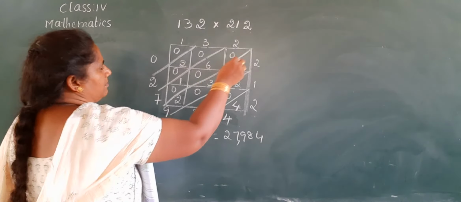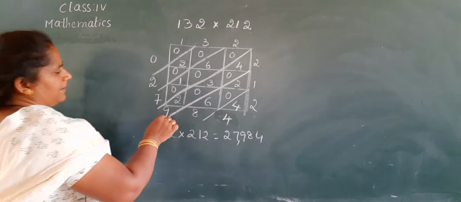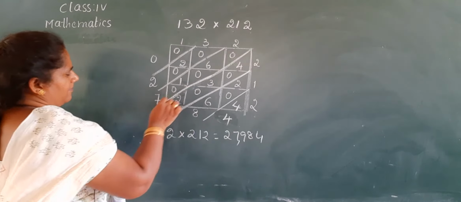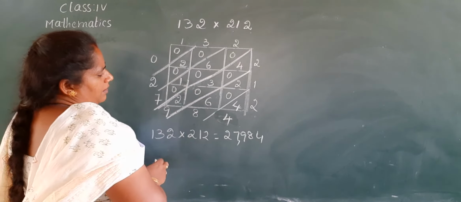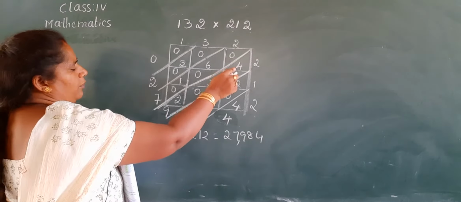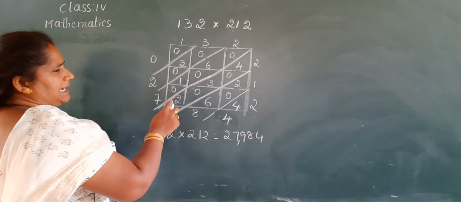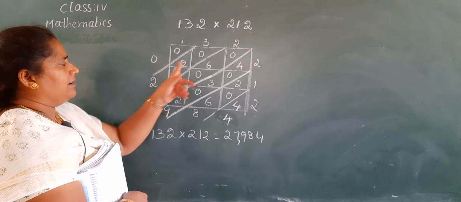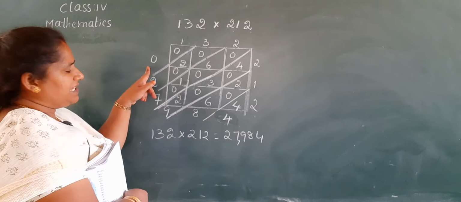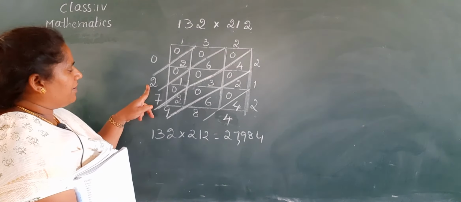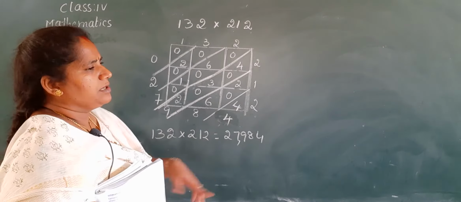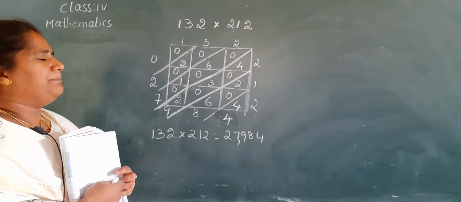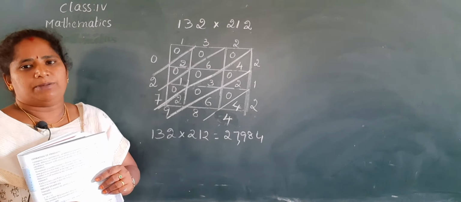Now you add the numbers along the diagonal boxes. Okay, 4, 2 plus 6, 8. 4 plus 3 plus 2, add these 3 numbers. 4 plus 3, 7. 7 plus 2, 9. 6 plus 1, 7, and 2. Here 0, and the left side 0 has no value. So you write the answer from this side: 27984, that is 27,984. So my dear children, you have to practice multiplication in your rough notes daily. Then it becomes very easy for you.